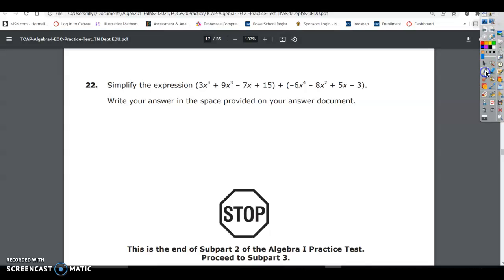Algebra 1 EOC practice test number 22. Simplify the expression. Write your answer in the space provided on the answer document.